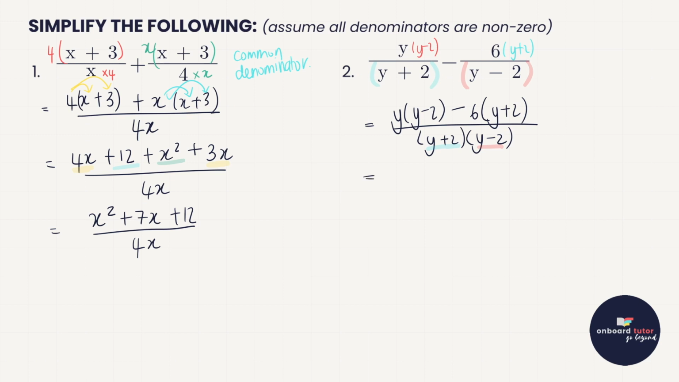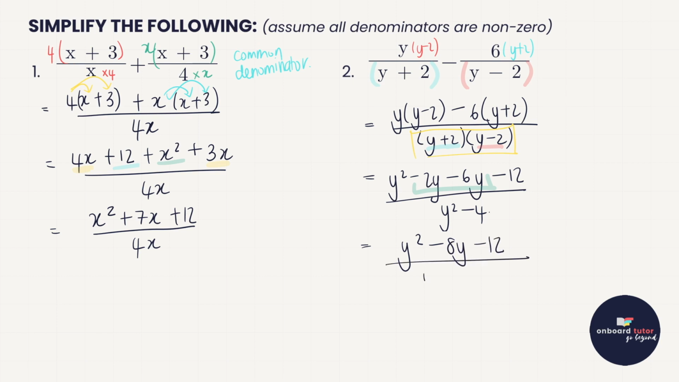Okay, we're going to distribute. So y squared minus 2y minus 6y minus 12. Lots of minuses there. On the bottom, you can multiply this out if you want to. Do you recognize that this is the difference of two squares? Okay, so that's simply going to be y squared minus 4. Okay, look for like terms here. We have got like terms neatly grouped together for us there in the middle. So we can write this as y squared minus 8y minus 12 over y squared minus 4.